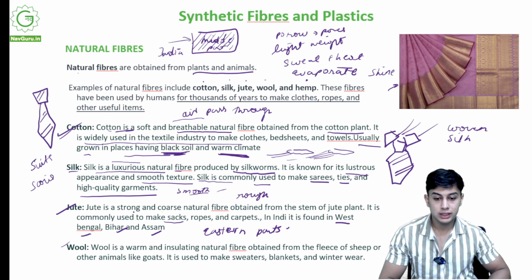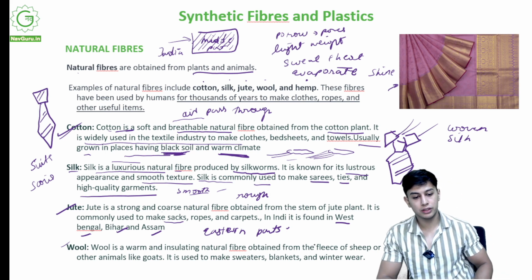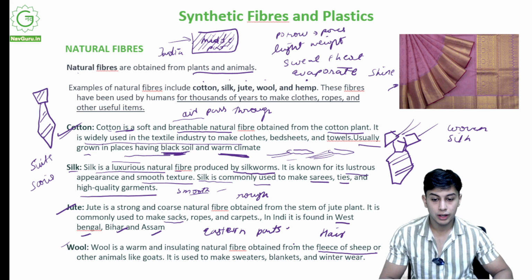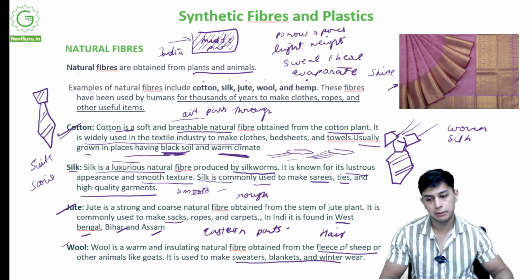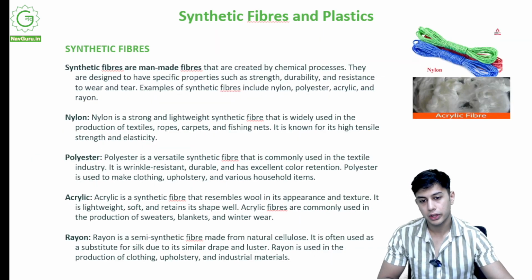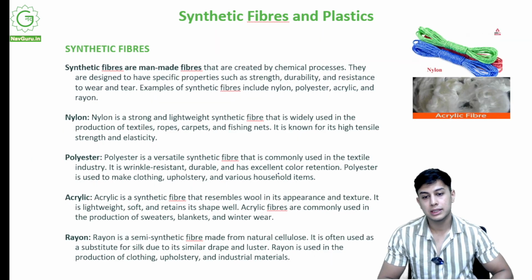Wool is a warm and insulating natural fiber obtained from the fleece of sheep. What do I mean by fleece? It is the hair that sheep grow, or other animals like goats. We get wool from goats, from yak, and from sheep. It is used to make sweaters, blankets, winter wear, because it does not let heat escape.